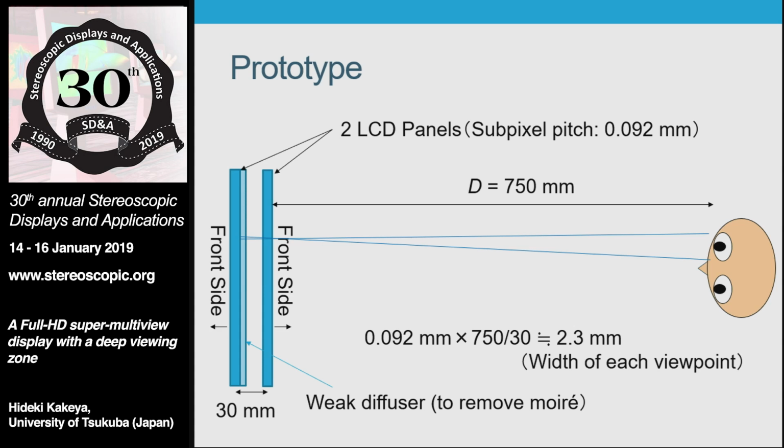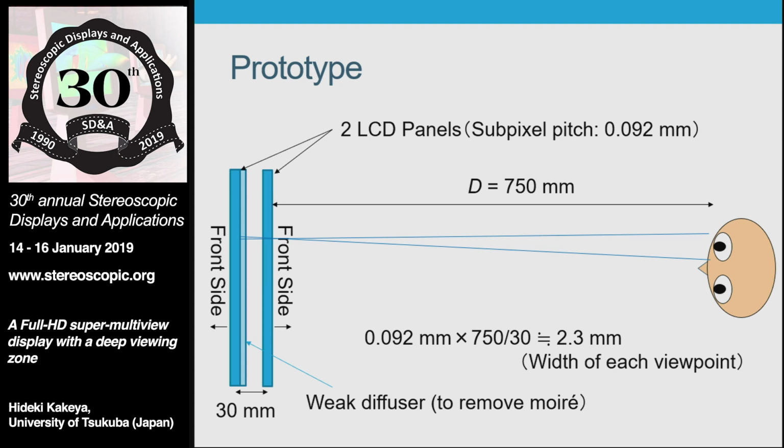This is how the prototype system is made. The interval between the front panel and the back panel for the slit is 30 millimeters. The viewing zone for each pixel is calculated with very basic geometry, the similarity of triangles. The viewing zone is actually much smaller, but just to show the triangle, we are making a slightly bigger triangle.